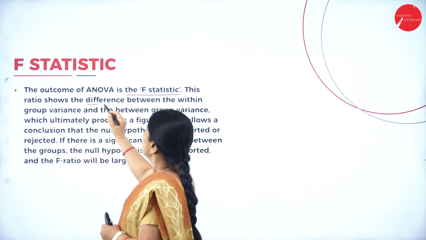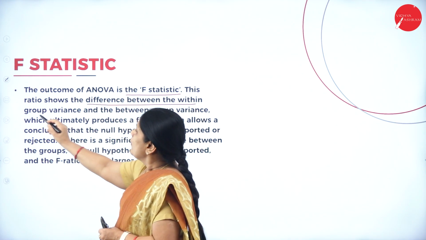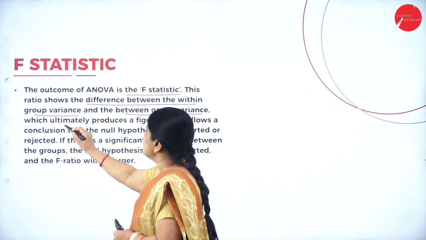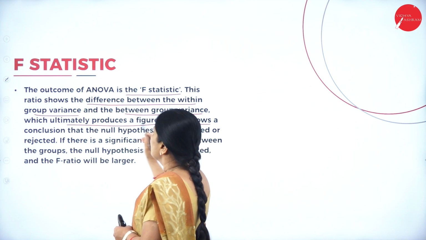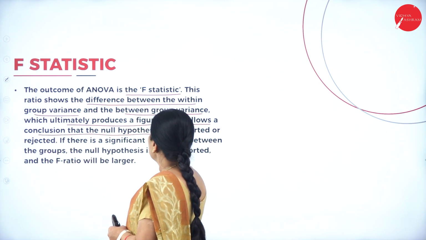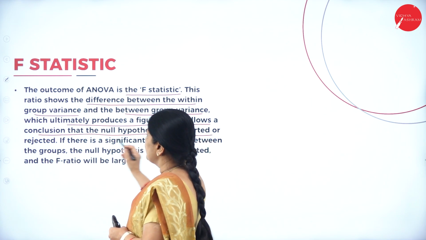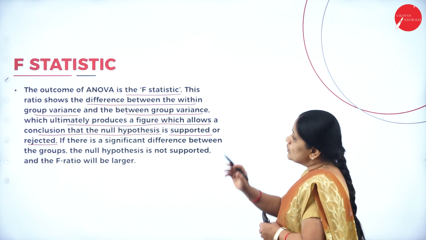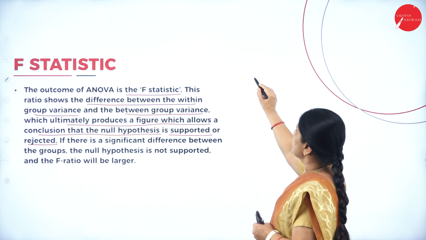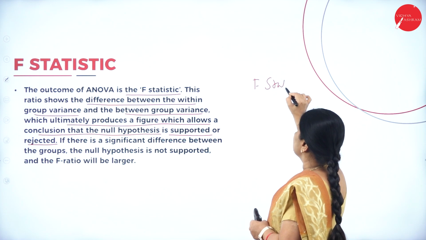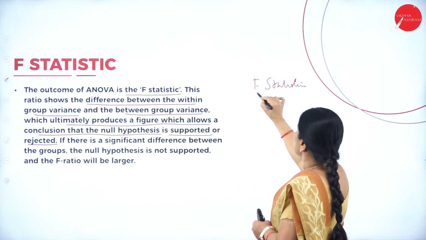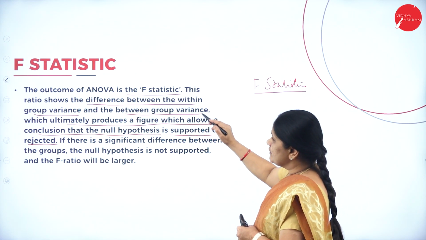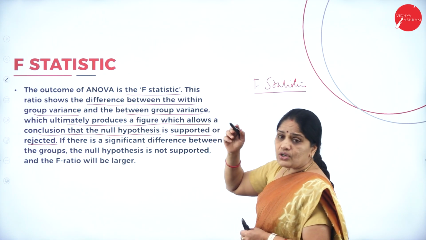This ratio shows the difference between the within group variance and between the group variance, which ultimately produces a figure which allows a conclusion that the null hypothesis is supported or rejected. So I repeat here: the outcome of ANOVA is the F statistic. Now what is this F statistic? How do I get the F statistic here? It is the ratio of the difference between the within group variance.